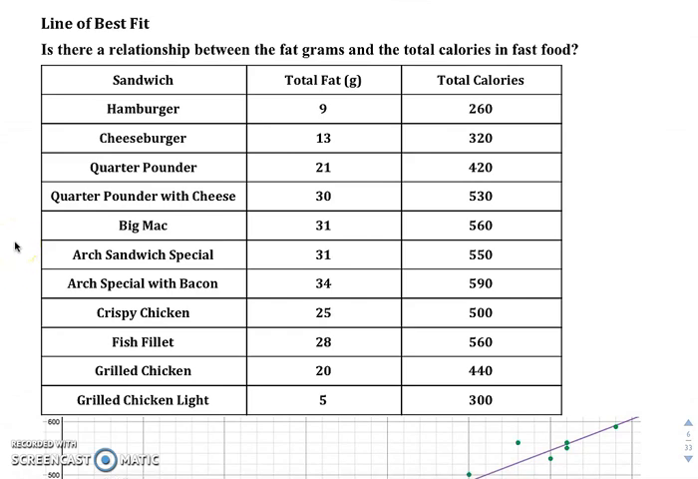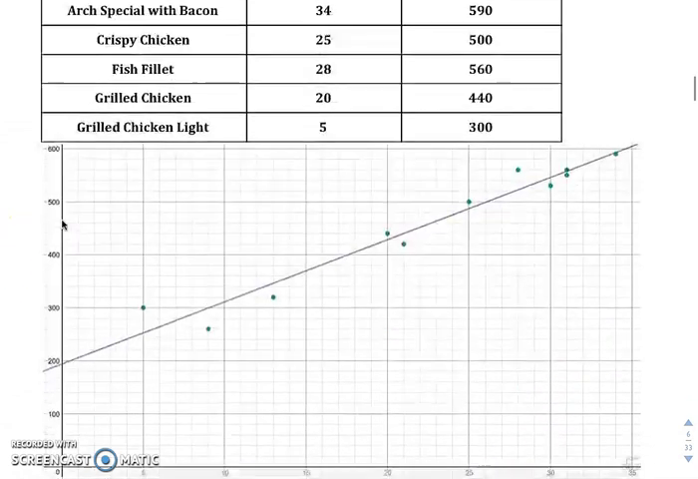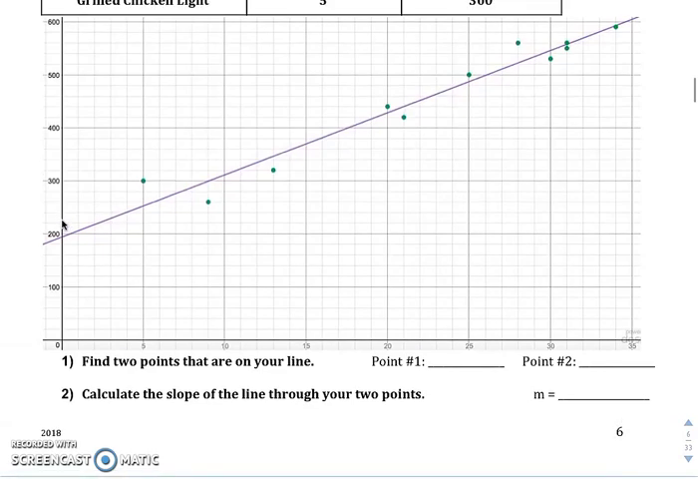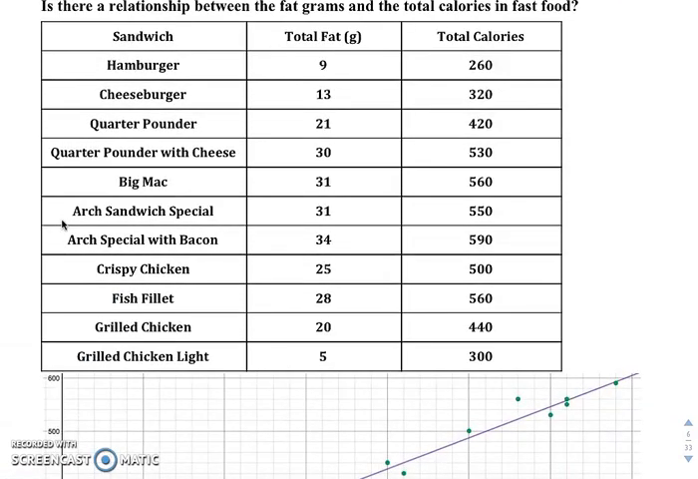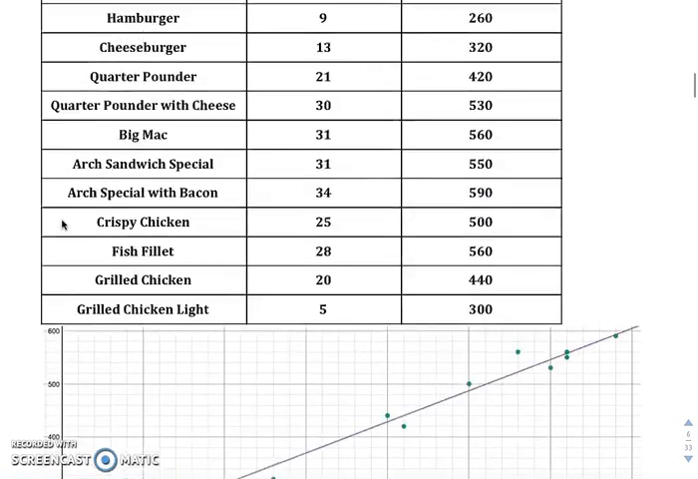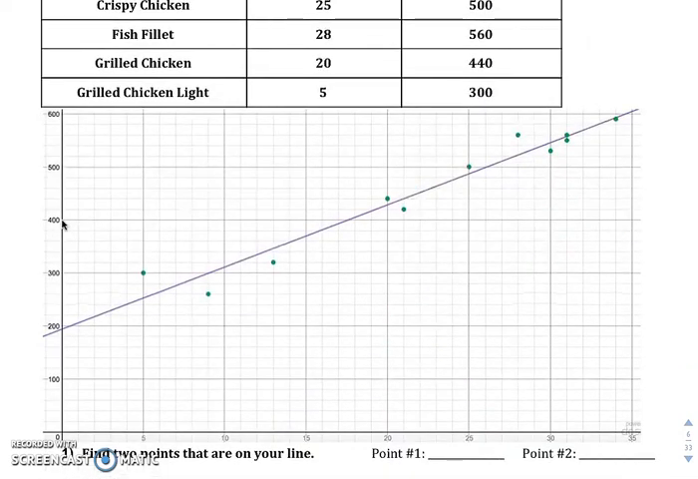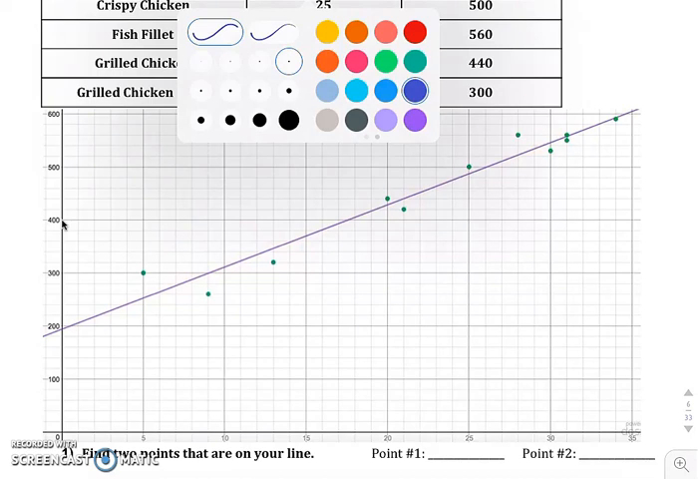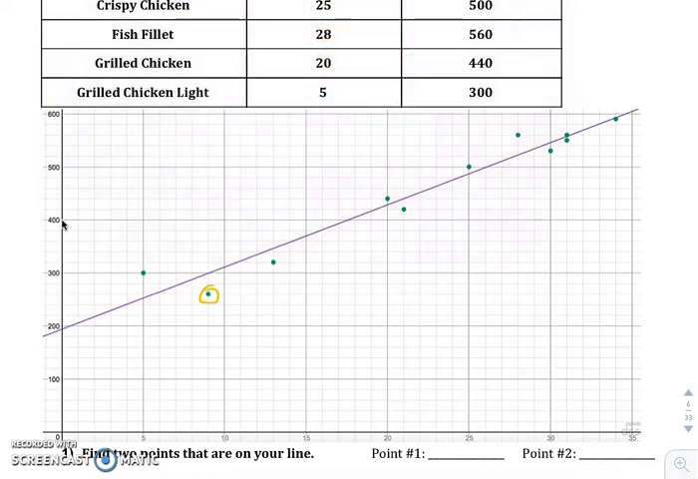So down here, we've already graphed it. The total fat is down at the bottom. So like a hamburger, which has 9 grams of fat, is at 260 calories. So that would be this point right there. So since we've already graphed it, we've even drawn in a line of best fit.